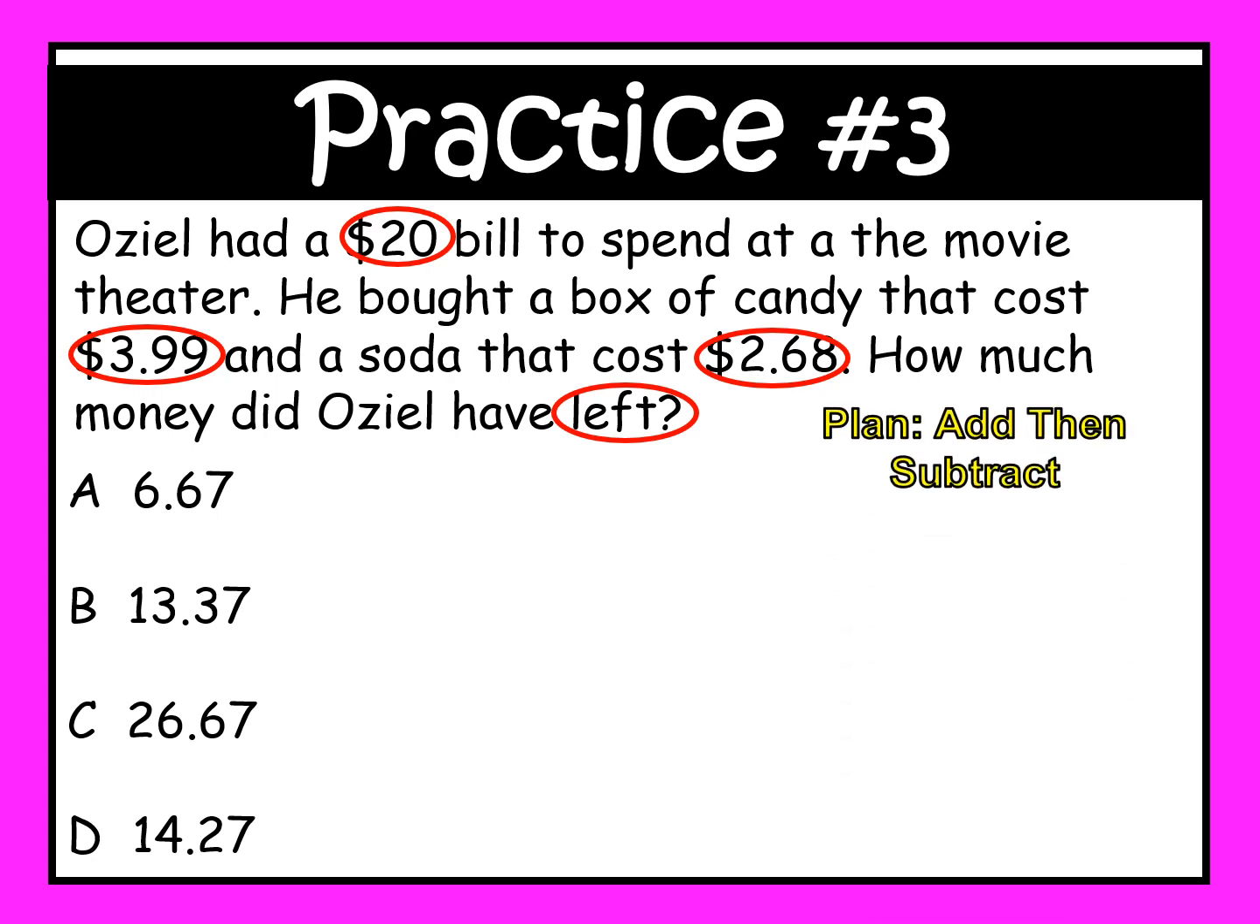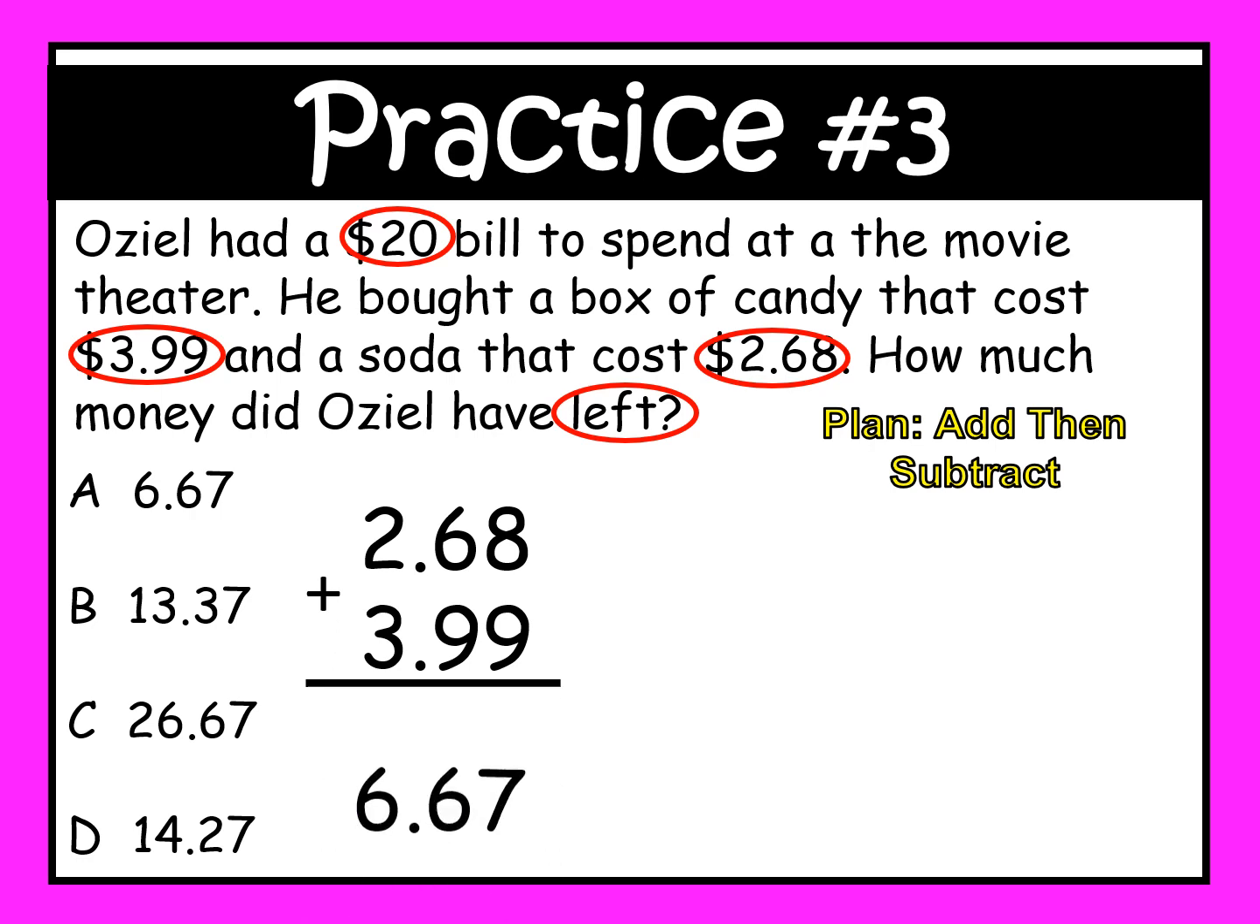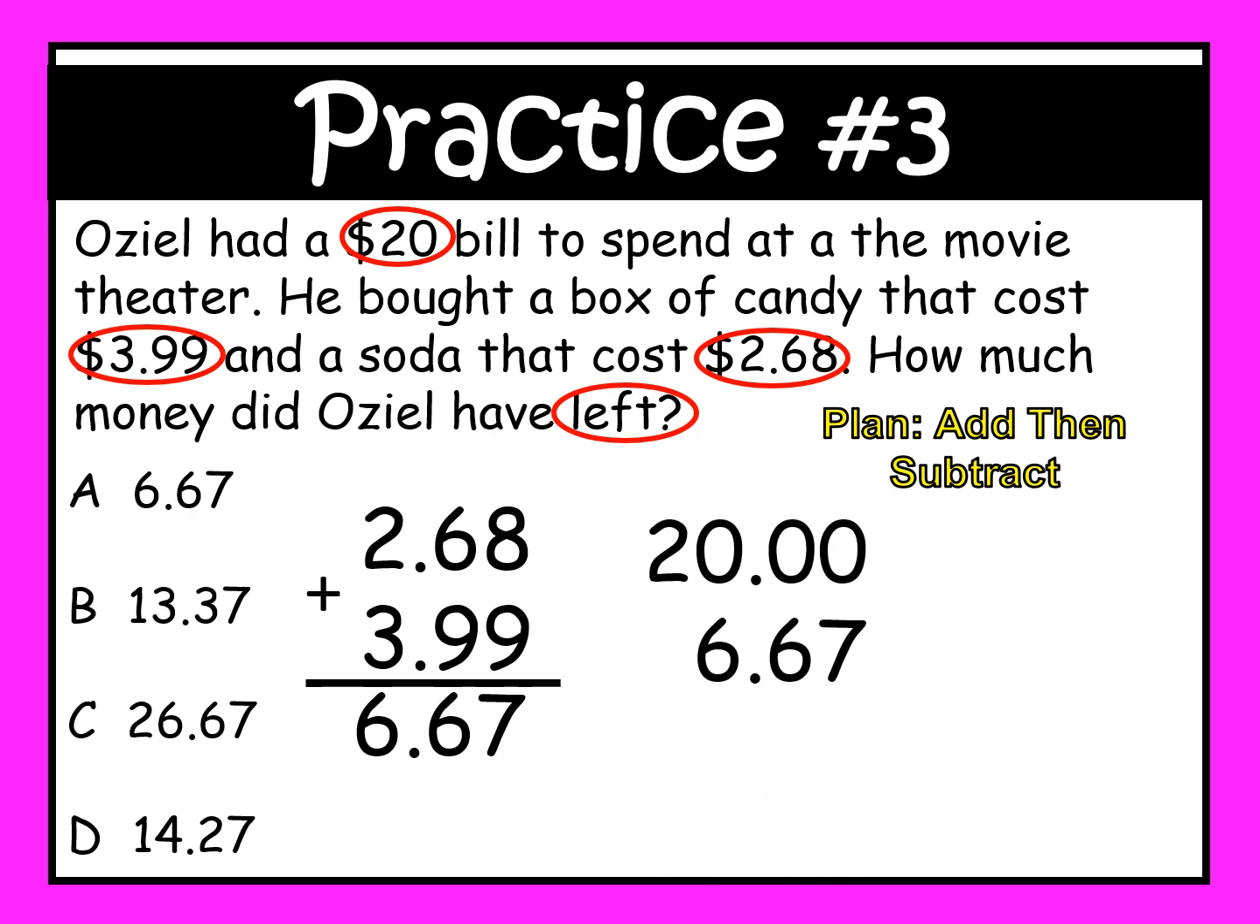Okay, so let's go ahead and work through our plan. I'm going to add up the $2.68 plus the $3.99, and that would be $6.67. I'm going to go ahead and take those $6.67 and subtract them from the $20.